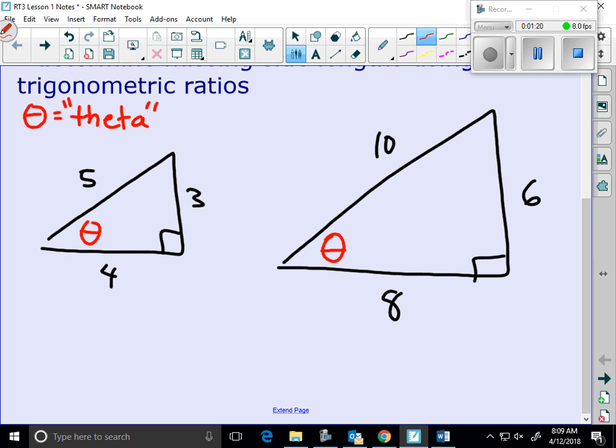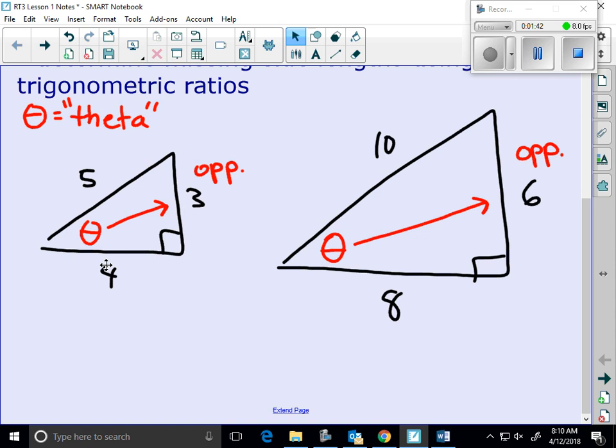What's true about, well, the side across from it? Are they similar to each other? What's the side across from it? Opposite side? Where's the opposite side? Well, I would assume the opposite side is across from the angle. Are you with me? We're going to call this the opposite side. Okay. Notice that those have a 2-to-1 ratio. So do the adjacent sides. Oh, look at that, 4 to 8. Still a 2-to-1 ratio. We call that the adjacent side.